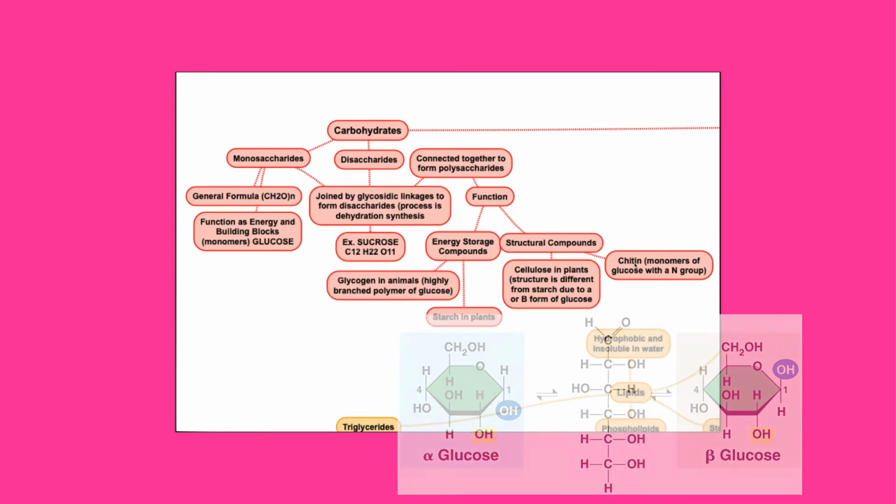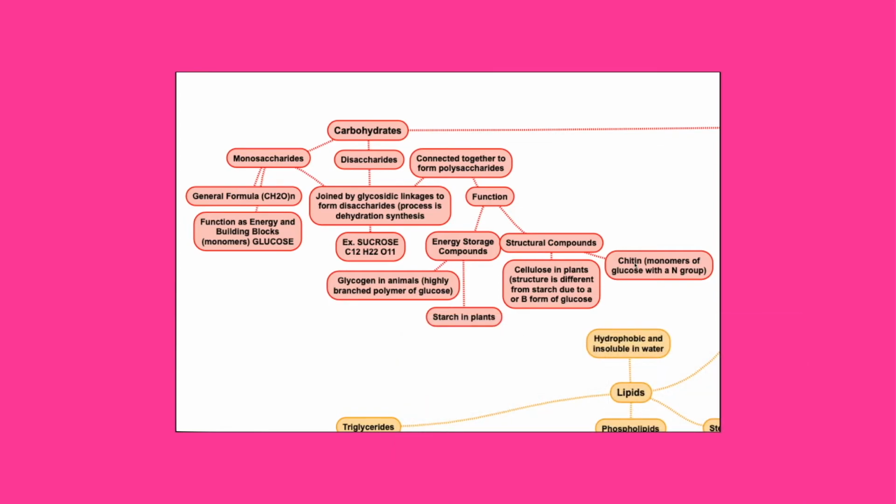And then we have structural compounds also found in animals, and that's going to make up chitin, which is going to be monomers of glucose, which have a nitrogen group attached to it.